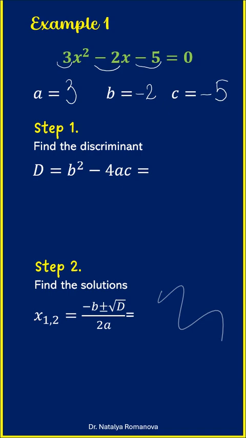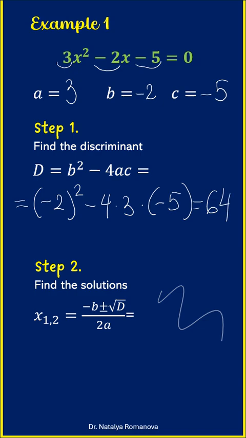Now we find the discriminant. Discriminant equals b squared, so negative 2 squared minus 4 times 3 times negative 5 equals 64. Step 2, we can find the solutions. So now we can write negative b, it is minus negative 2, plus or minus the square root of 64 divided by 2 times a.